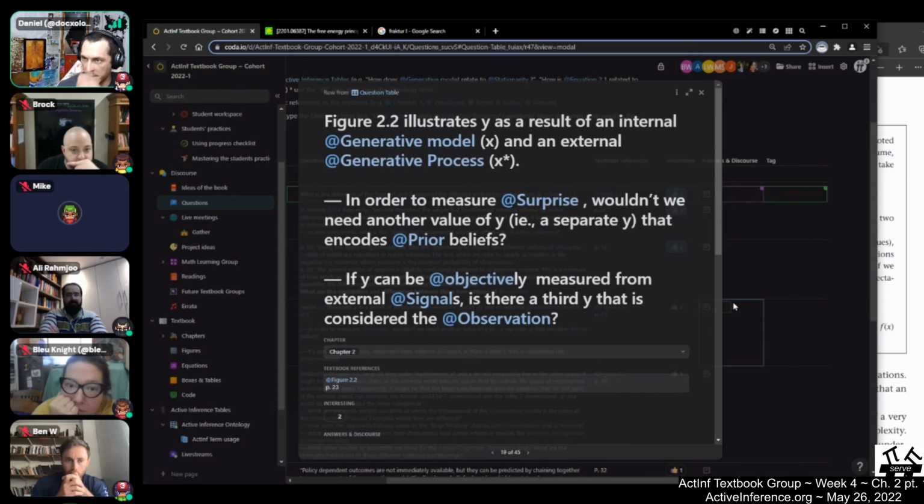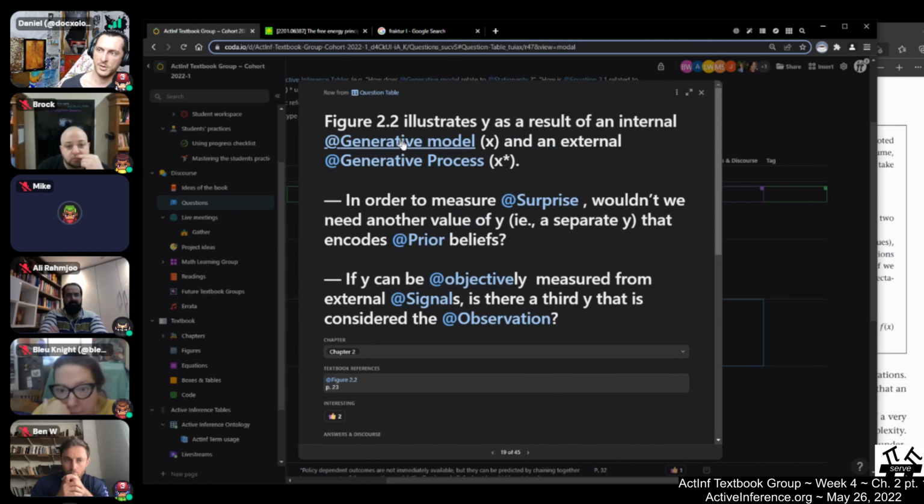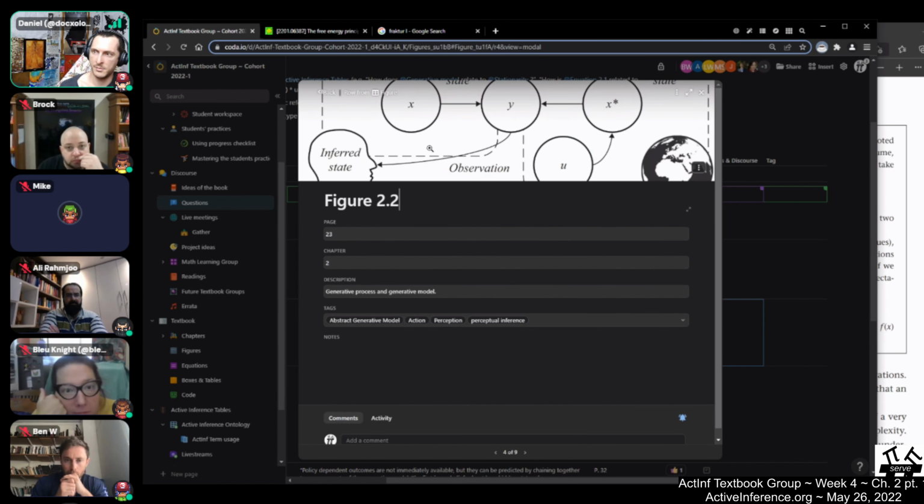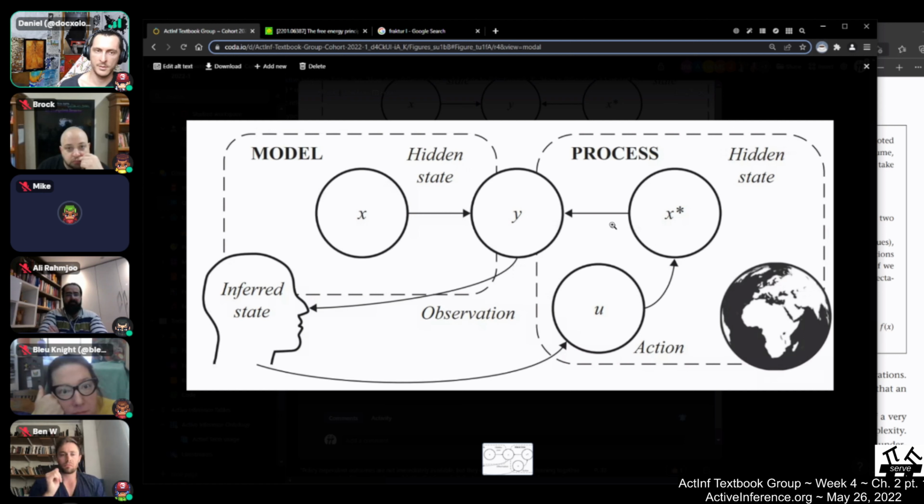Okay, so let's return to the previous question. We're looking at figure 2.2, which is something we're going to see different representations of: this entity as generative model, and the world or niche as generative process. And here, the hidden states are those that are unobserved as data. Y is referring to data points that are observed as data.